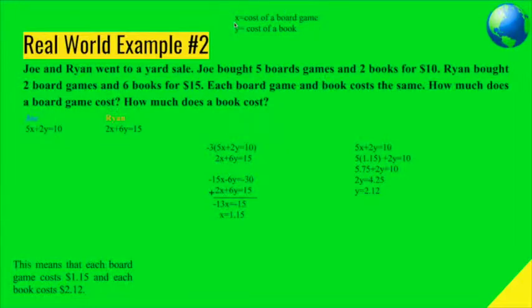Let's say x equals the cost of a board game and y equals the cost of a book. So now we can make our equations. For Joe, the equation is 5x plus 2y equals 10. For Ryan, the equation is 2x plus 6y equals 15.